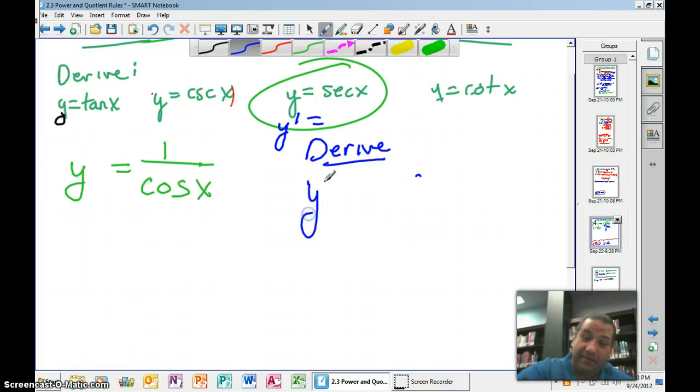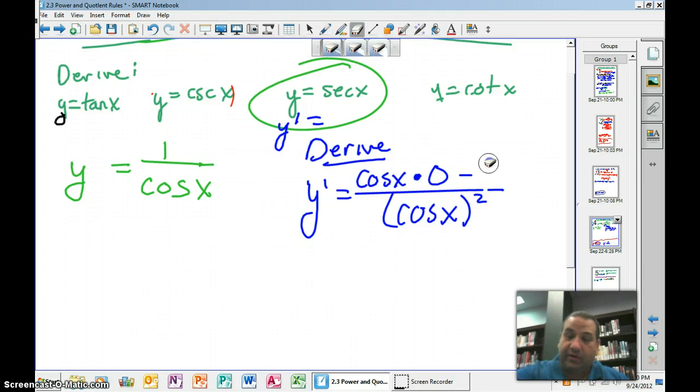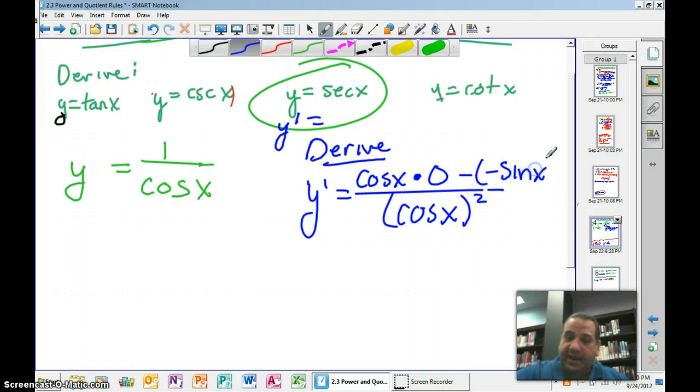Let's continue. All right. So we have the bottom squared, and now we're going to do the bottom times the derivative of the top. So the bottom times the derivative of the top. It's 0 because it's a constant, minus the top times the derivative of the bottom, which would be just sine x. And remember, it's the derivative of what it was originally.